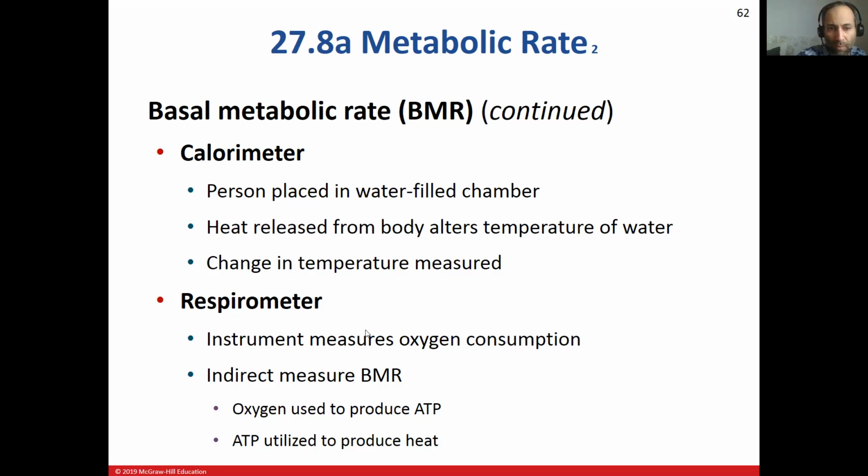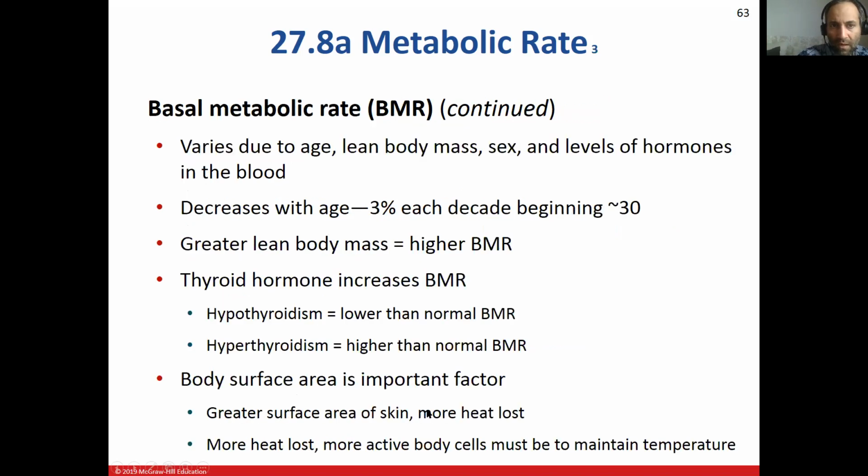Or you can use a respirometer where you literally breathe out into this device, and it measures the amount of oxygen that you're consuming. So it's an indirect measure of your basal metabolic rate, how much oxygen you're consuming to produce those ATPs, all right? So your basal metabolic rate depends on a number of factors like your sex, age, your body type, your lifestyle factors, right? But as a general rule, the older you get, the more your basal metabolic rate decreases, about 3% each decade after age 30.